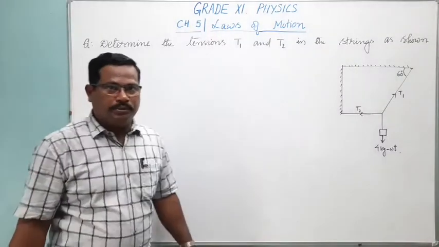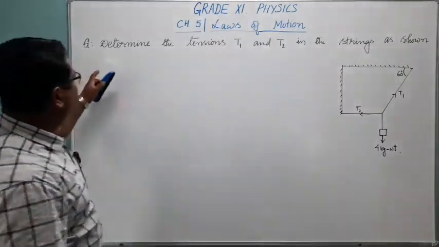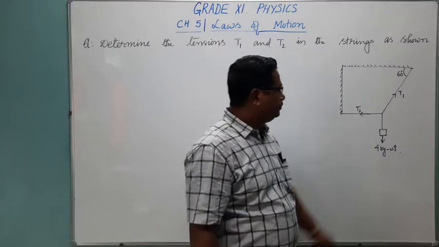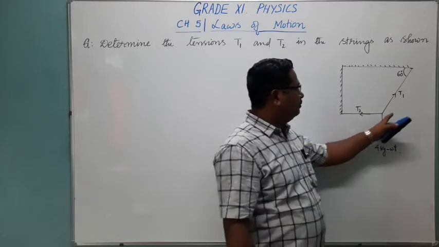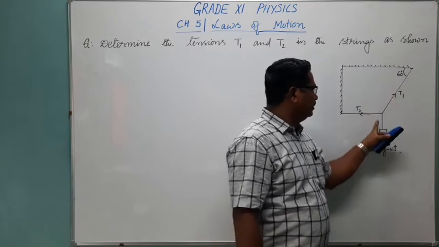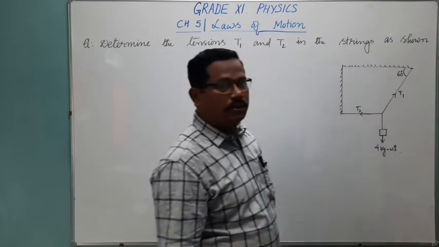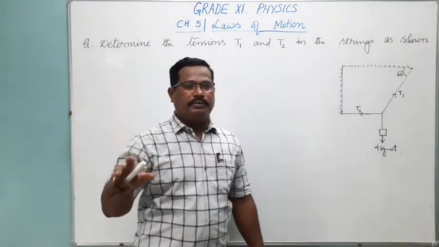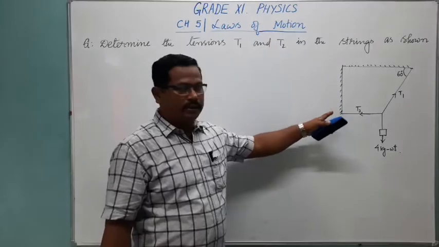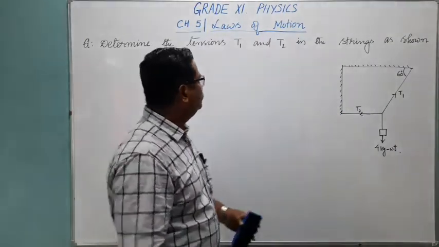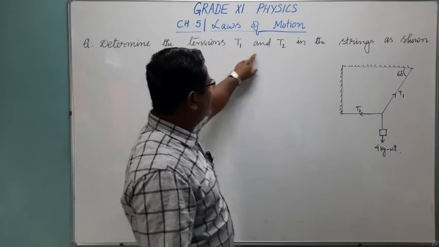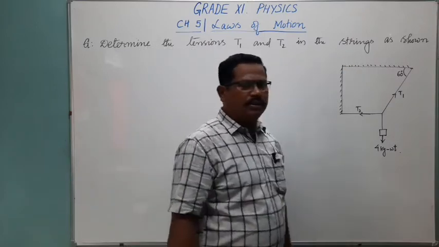Let us do one simple numerical. You can see here one load is hanging, a 4 kg weight load. It is hanging from these 2 strings. One is given tension T1 and one is given tension T2. This type of diagram is also called a free body diagram. You need to do more numericals related to this free body diagram method. Here you are asked to find tensions T1 and T2 in the strings.